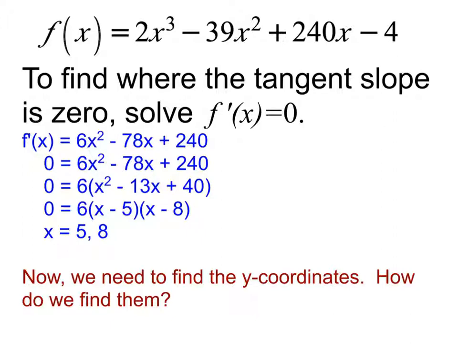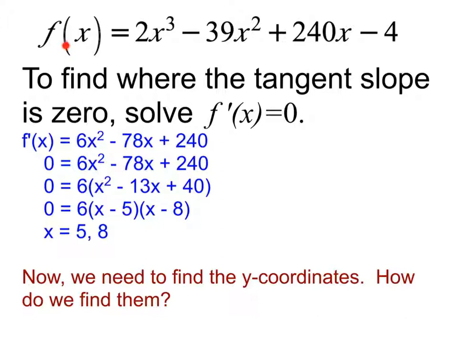Because you notice that this is actually asking for the points, so both x and y coordinates of the points where the tangent is horizontal. So how do we find the y coordinates? We do need to plug it in, but usually the question that comes up is, do I plug it into the original or into the derivative? Think about what we're trying to find here. We're trying to find the coordinate on the graph.